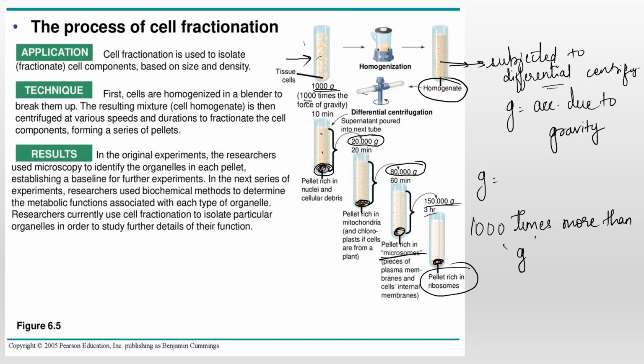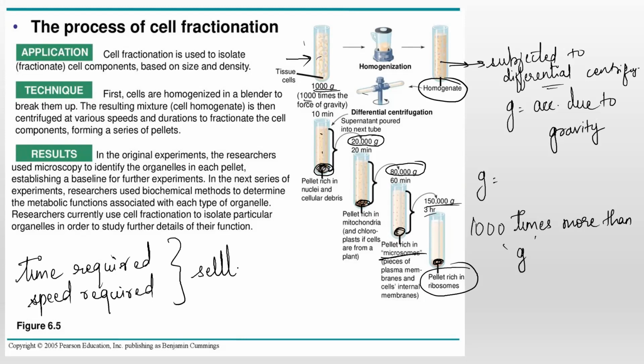So homogenization is the first important step. Subjecting the cell homogenate to centrifugation at various speeds is very important. Now the term that comes up is sedimentation rate. Sedimentation rate is the time required, you can say, the time and speed required for a particular component to settle, to pellet out.